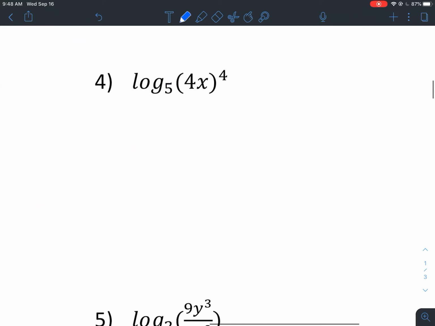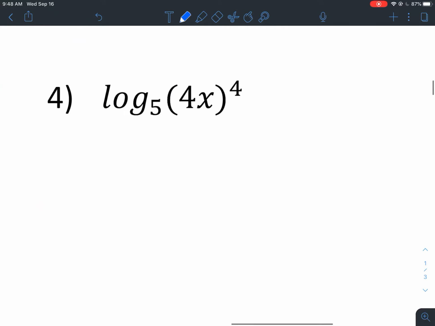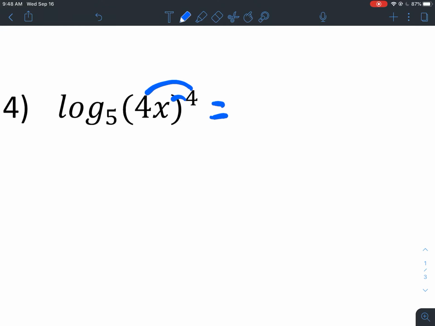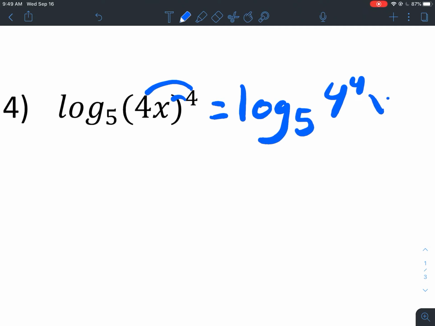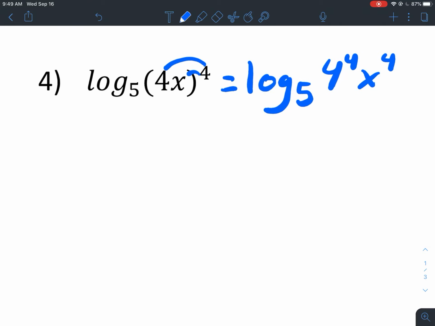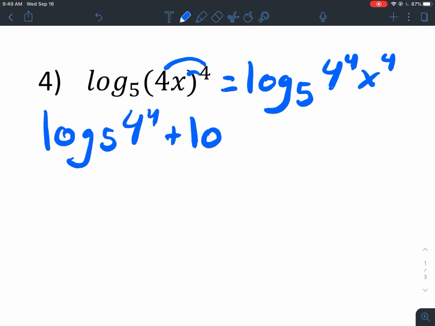All right, next one. One thing I want to point out here: notice how this 4 is on the outside of the parentheses, which means we have to distribute it, or apply it to each term in there. So we get log base 5 of 4 to the 4th power, x to the 4th power. Now we can split this up using our product rule. So we get log base 5 of 4 to the 4th plus log base 5 of x to the 4th.